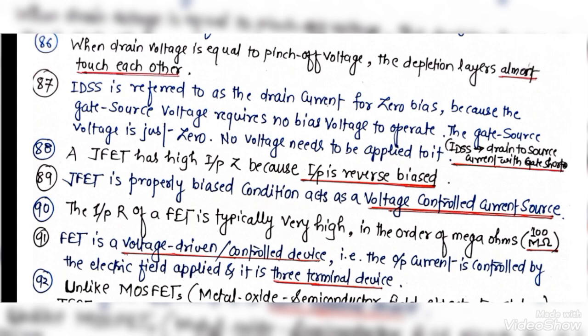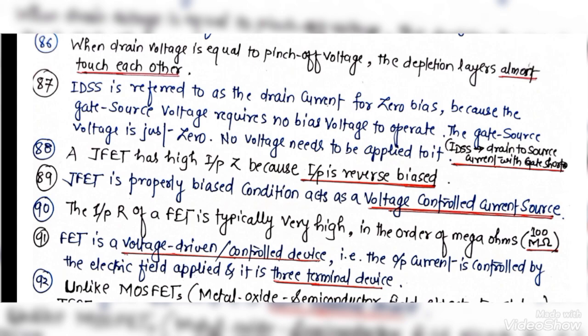IDSS is referred to as the drain current for zero bias because the gate source voltage requires no bias voltage to operate. The gate source voltage is just zero. No voltage needs to be applied to it. IDSS is the drain to source current with gate shorted.